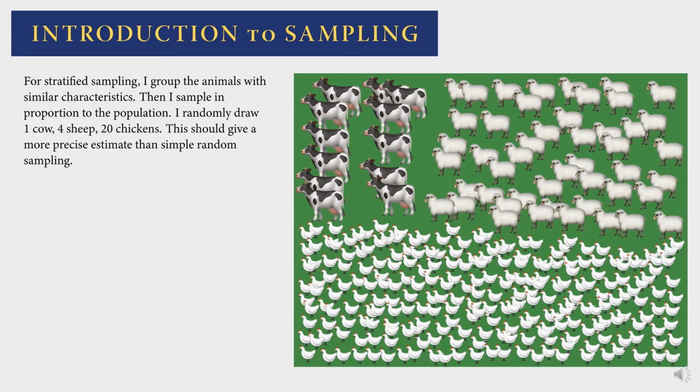With stratified sampling, we can sample using the same proportions as the population. What you do with stratified sampling is you group all the similar items together. So here I'm grouping the animals by species. Then you take random samples from the groups in proportion to the population.